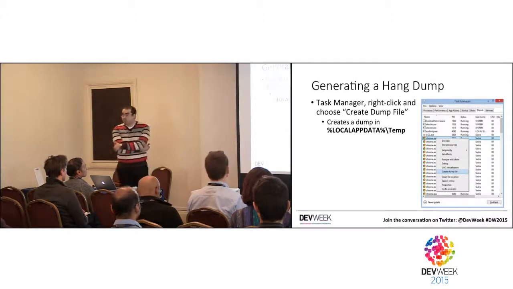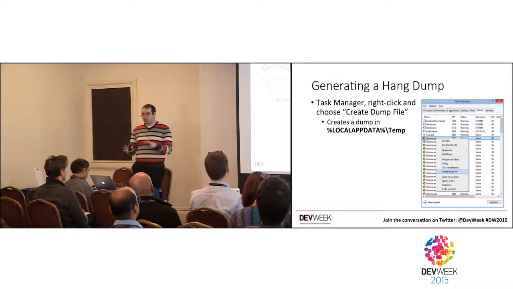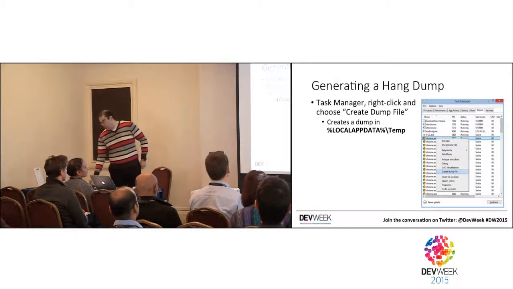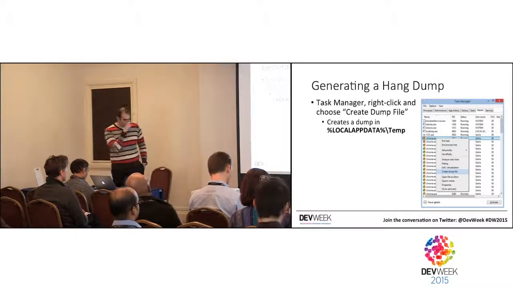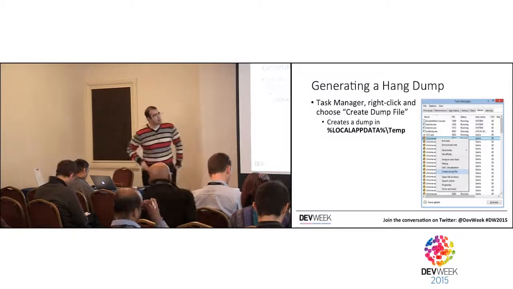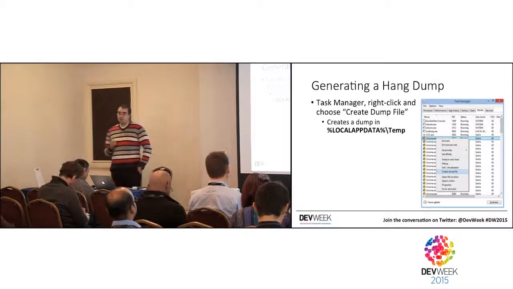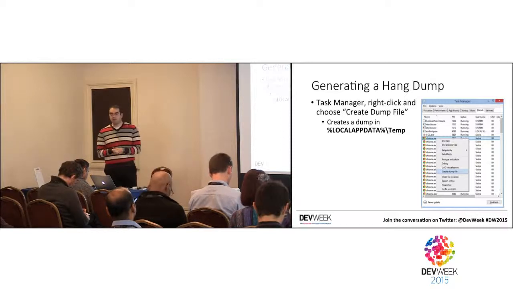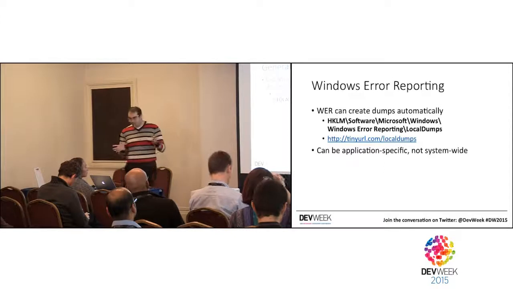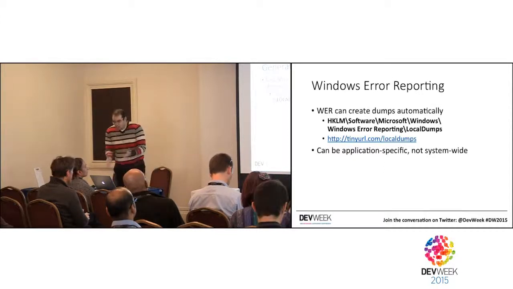So let's talk about some of the tools we have for generating crash dumps and hang dumps, just again to give you a quick review, and then we'll start analyzing them as well. So first option we have is just Task Manager. As of Windows Vista, Task Manager can generate dump files for you automatically. You just right-click a process, you click Create Dump File, and you have a file. I'm going to show you this real quick.